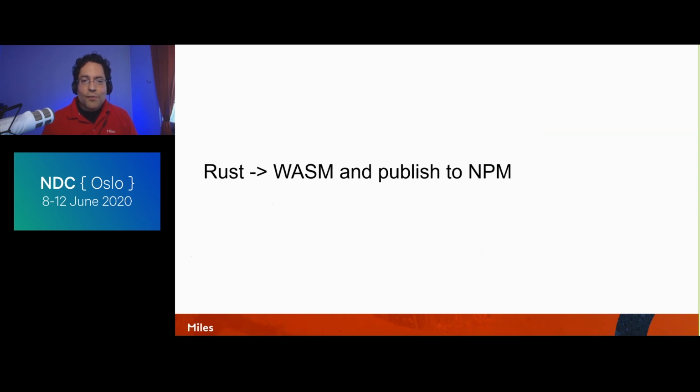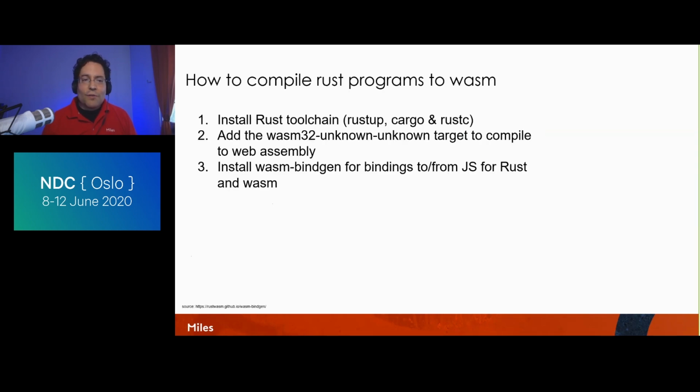So the first thing that we need to find out is how we can compile Rust down to WebAssembly. The first step is to install the Rust toolchain that I was just talking about. And then we need to add a new compile target, which is called wasm32-unknown. With that target, the Rust compiler knows how to compile down to WebAssembly. We also need to install wasm-bindgen, which provides bindings from the application JavaScript code to Rust and to Wasm, so that you can actually call your file from your JavaScript code.